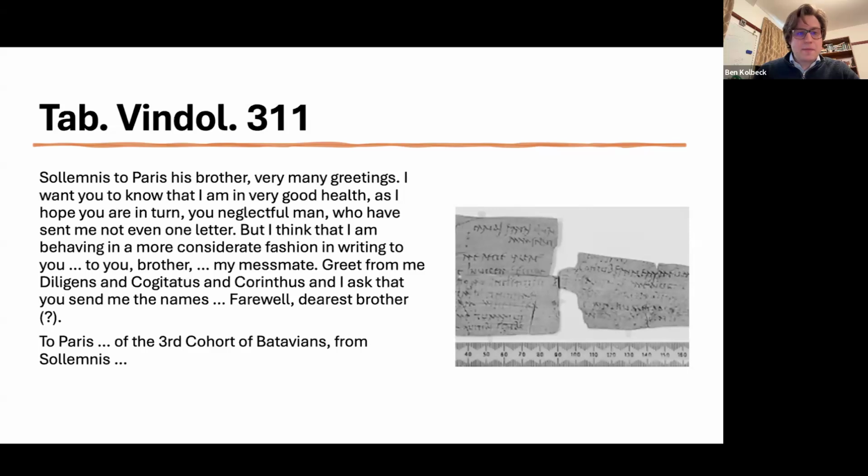Very many greetings. I want you to know that I am in very good health, as I hope you are in turn, you neglectful man, who have not sent me even one letter. But I think that I'm behaving in a more considerate fashion in writing to you, brother, my messmate. Greet from me Diligens and Cogitatus and Corinthus, and I ask that you send me the names, presumably other names of people that he knows who are still at the fort. Farewell, dearest brother.